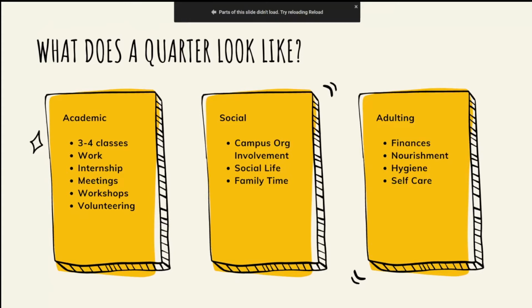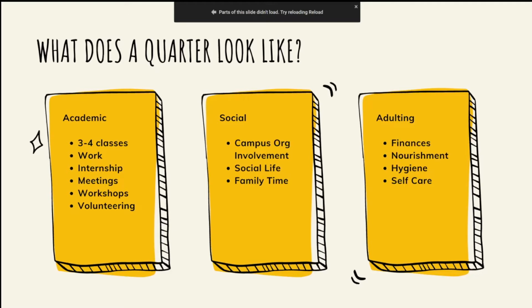And so the academic part looks like having 3 or 4 classes, maybe more, maybe less, maybe having a part-time job, participating in internships, attending meetings, workshops and events offered by campus, maybe volunteering. Of course, this will look slightly different through remote. And then there's the social aspect. So campus org involvement, social time, like making friends, and also making time for your family, calling your parents or FaceTiming any siblings.